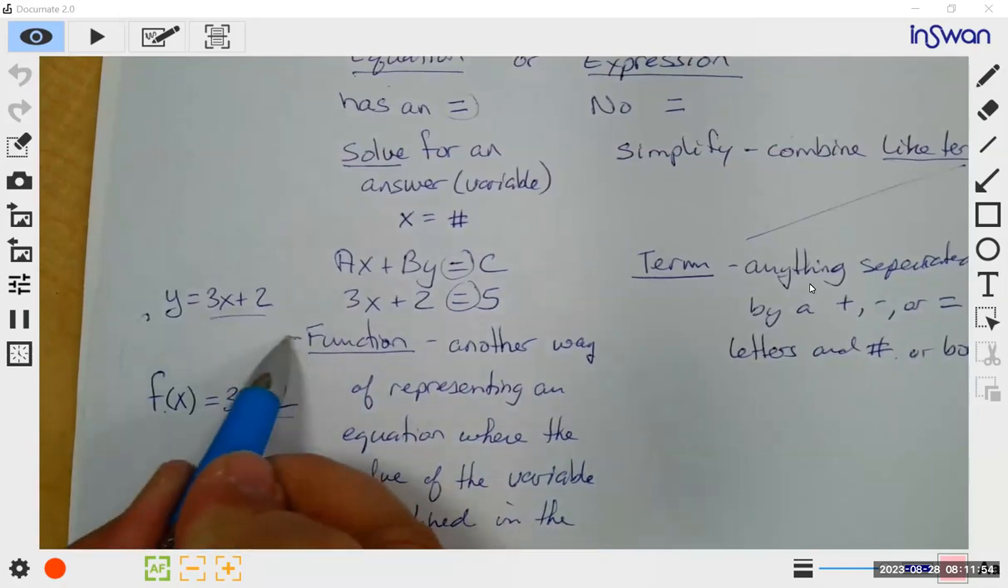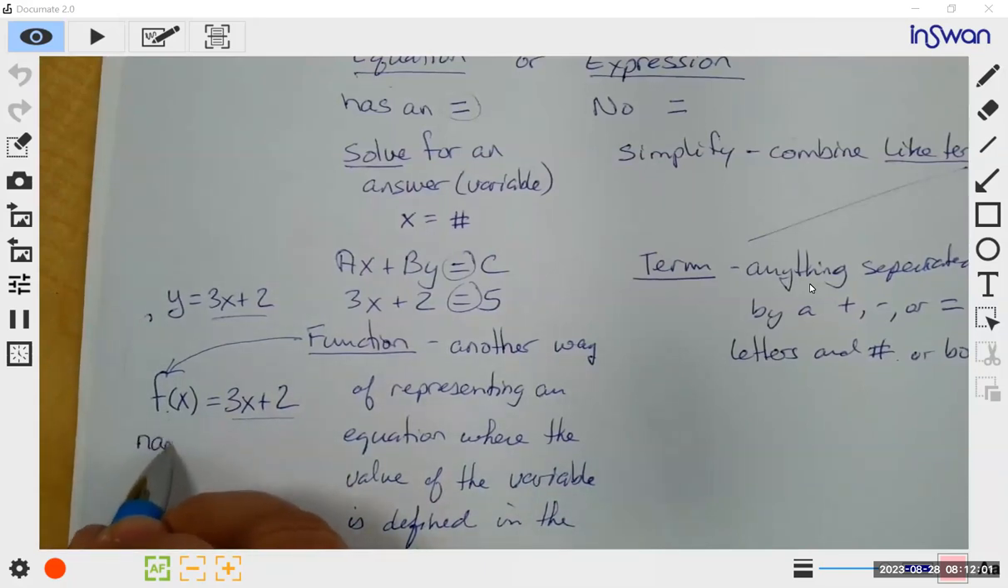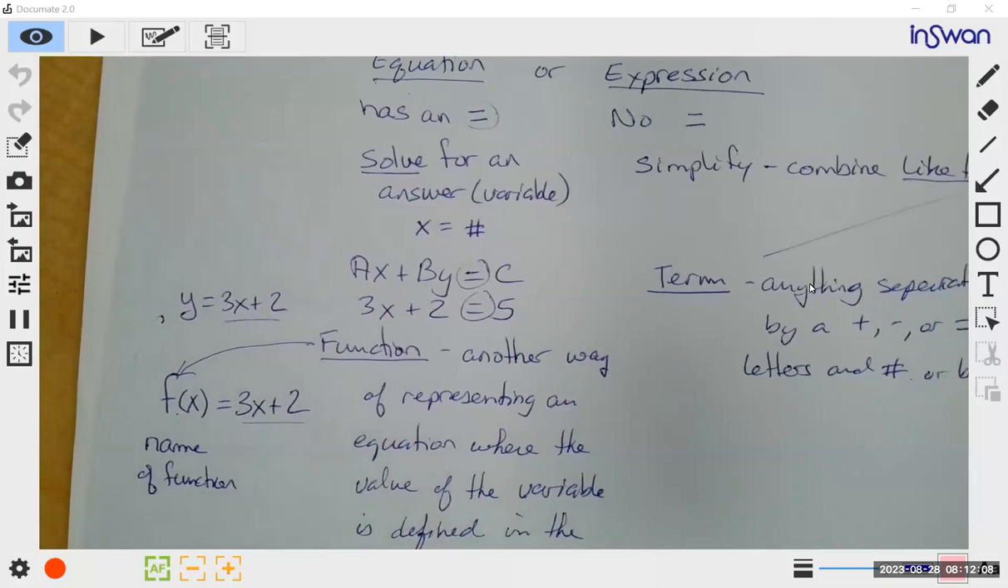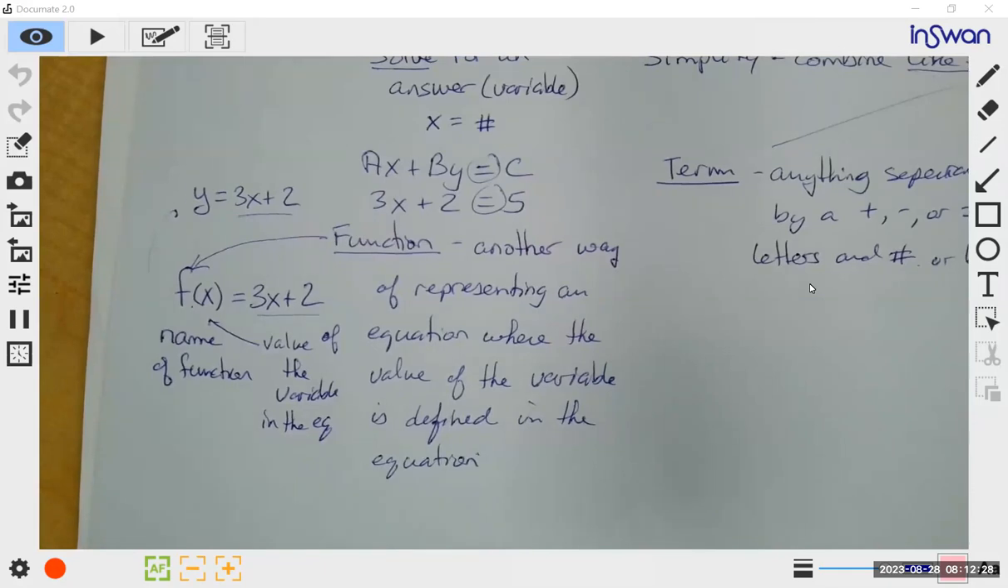I know this is a function because that in front of the parentheses is the function name. Name of the function. And whatever's inside here is the value of the variable in the equation. Any questions about what that means so far? I'm just going through the basic definitions right now.